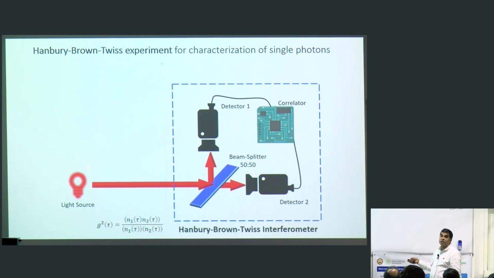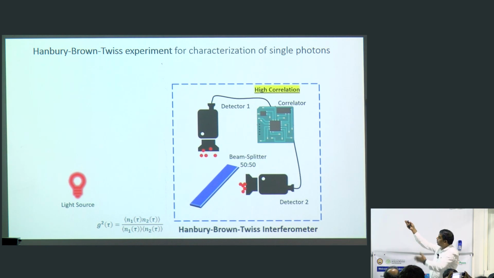Now if you have a large number of photons coming here at a certain point of time, let's say 10 photons, and you merge them, you have the 50-50 chance. So in that case you have 50 here, and 50 here. So this is not anti-correlated, they are correlated. So these are not single photons, right?